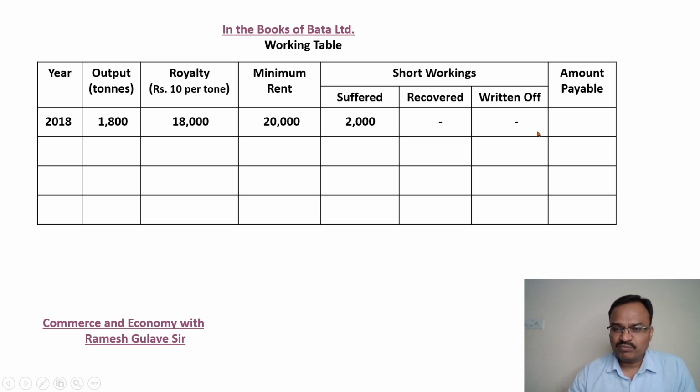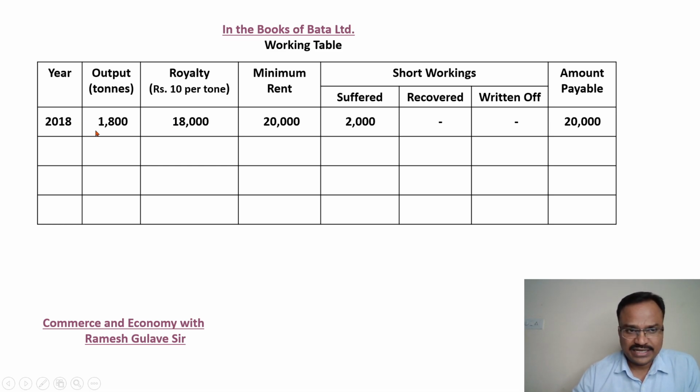Then in the written off column also we are not going to write off the short workings in this year because we have a 2 year span to recover the short workings. So short workings can be recovered in the next 2 years, right? In the last column we need to record the amount payable to the lessor, right? So in this way, first we have to prepare a working table for each year, and then we can journalize the transaction in the books of Bata Limited, right?